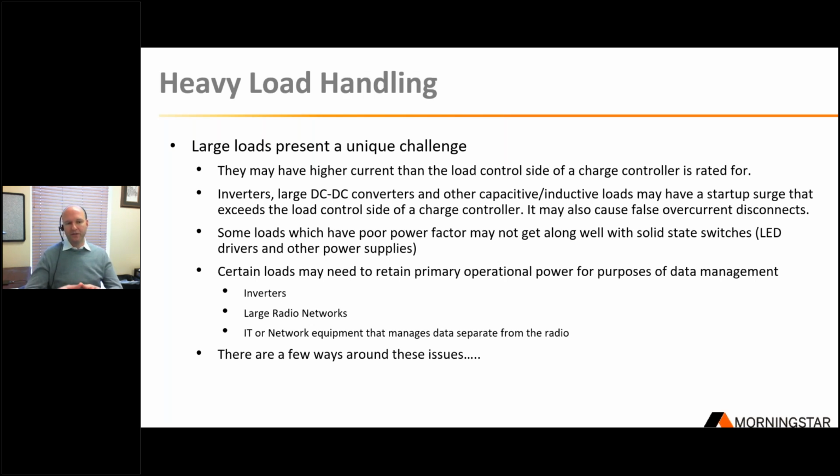Also, some loads may need to retain their primary power. A good example is an inverter. You may want to shut the AC power out of the inverter, you may want to turn that off, but you don't want the whole inverter to go dark, because then you lose data, communications, everything. You just want to disable the output. So it's kind of a mixed mode of load. And those are common also in telecom. Big radio networks, you may want to turn off the radio, but not the back end itself, IT and network equipment as well. So there's a few ways around these issues.